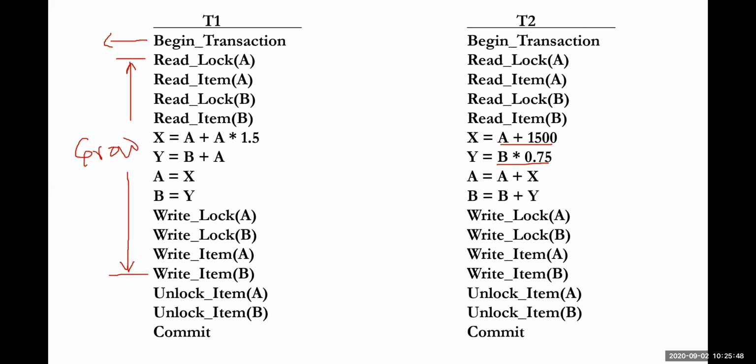It is considered the growing phase, and from this place to this place it is called the shrinking phase. These two statements are called the shrinking phase. Look at this. After taking the first unlock, this transaction never requests any other locks. That is what you need to understand here.